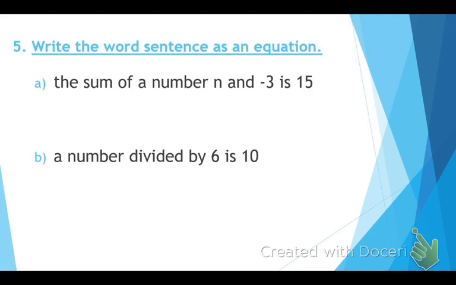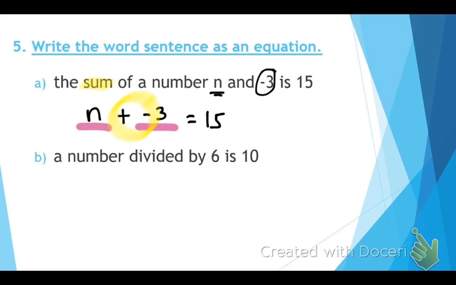This has asked us to write the word sentence as an equation. What does sum mean, class? Add. So I'm going to put plus. Now remember, we talked about this before. There's going to be a number to the left of it and a number to the right of it. As I read on, it says the sum of number n. So n's going to go right here. And negative 3 is 15, or equals 15. Now, only because right here we have a plus minus, what I would prefer so I can still see we're adding a negative, just put parentheses around it to show me that that's a negative.